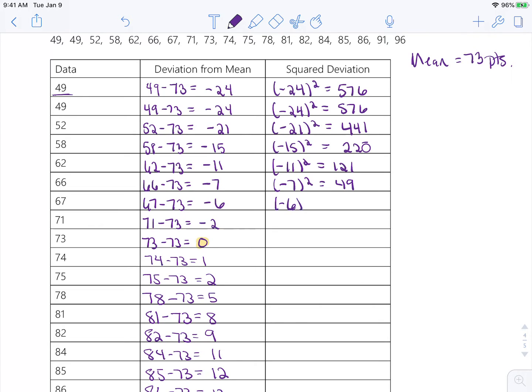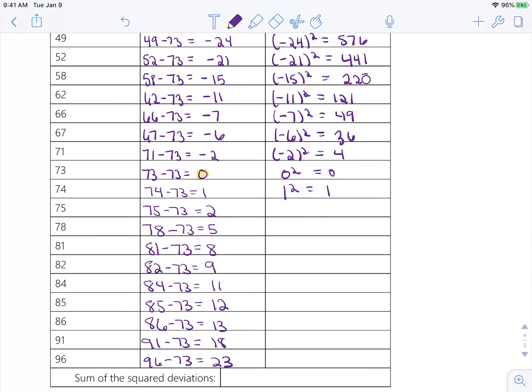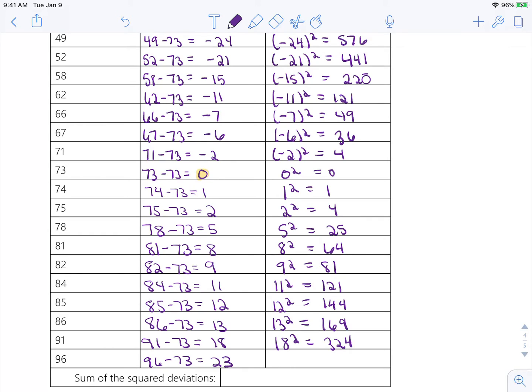49, negative 6 squared, 36, negative 2 squared, 4, 0 squared, 0, 1 squared, 1, 2 squared, 4, 5 squared, 25, 8 squared, 64, 9 squared, 81, 11 squared, 121, 12 squared, 144, 13 squared, 169, 18 squared, I would have to use a calculator, 324, 23 squared, 529.